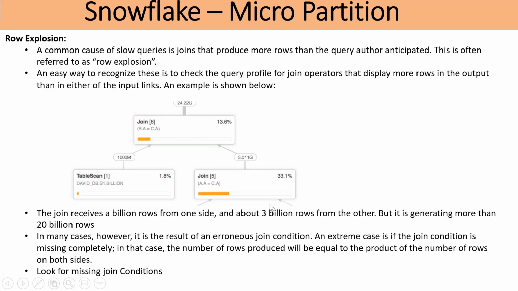And the join is generating more than 20 billion records. Where is it 20 billion? You'll see 24.222 G on the top. So whenever you join, if the joins are not properly placed, it gets too much data for processing. You have to look at these particular join condition nodes. We call them nodes. You have to look at the nodes and see how much data is processing between the nodes, how much is the total data that got processed, and then figure out this is bad. In many cases, it is the result of an erroneous join condition. If you join A to B, then you might filter out a lot of data that needs to be processed.